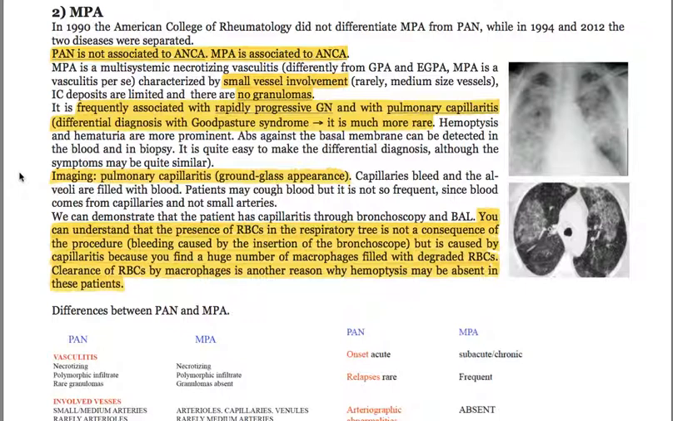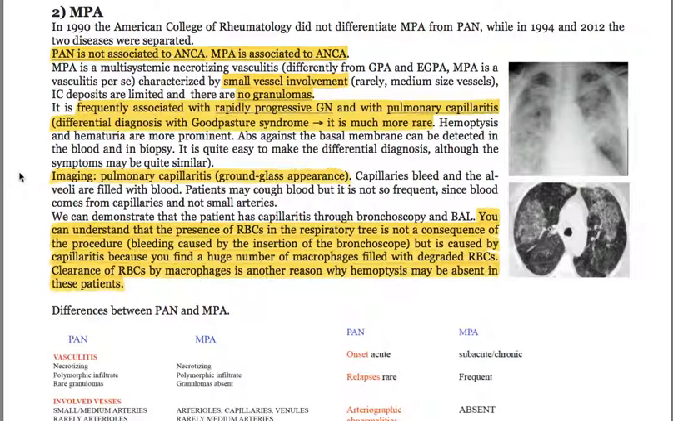It's frequently associated with rapidly progressive glomerulonephritis and with pulmonary capillaritis. So we have a differential diagnosis with Goodpasture syndrome. It is much more rare. Hemoptysis and hematuria are more prominent. Antibodies against the basal membrane can be detected in the blood and in biopsy. It's quite easy to make the differential diagnosis, although the symptoms may be quite similar.